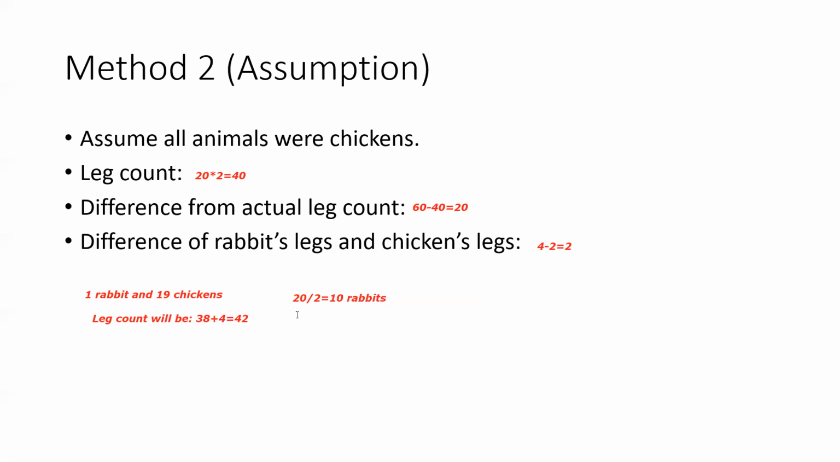The question asks for chickens. So 20 minus 10 equals 10. All right. So now we know the answer. It's 10 chickens. Well, let's go back to the question for a while.